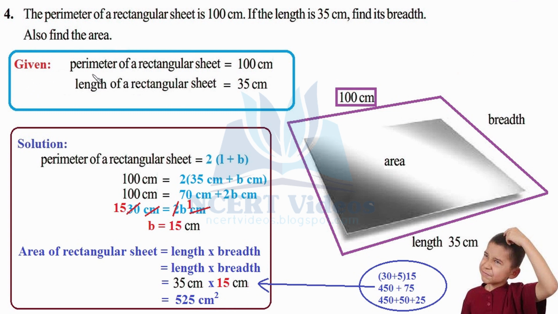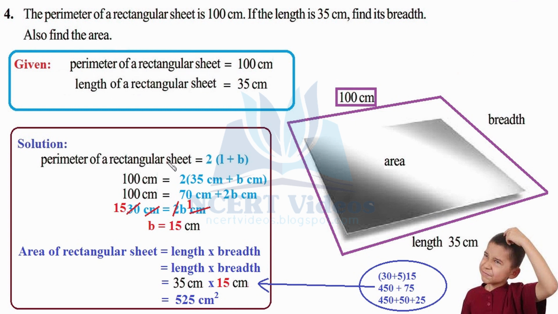So the given part is the perimeter of the rectangular sheet, that is the distance this particular sheet encloses outside, which is 100 cm, and length is given to you, that is 35 cm. You have to find breadth. Now it doesn't matter whether you take this as breadth or length, finally you are just going to multiply. So again, as we have stated, this is the only thing given to you. Forget everything else. First, just elaborate the given part only.